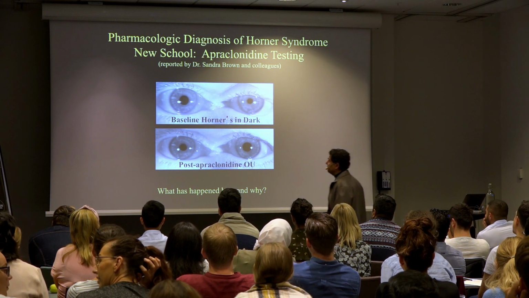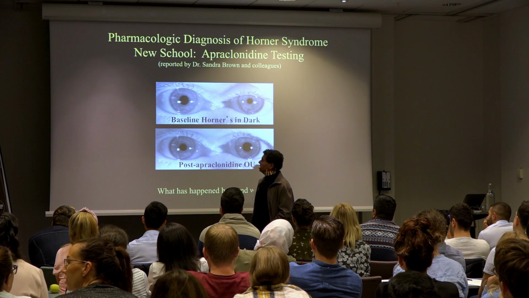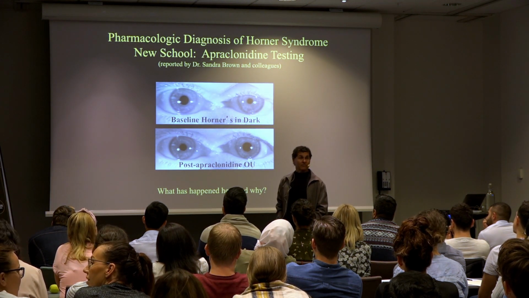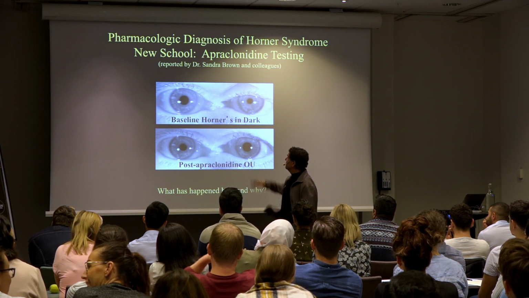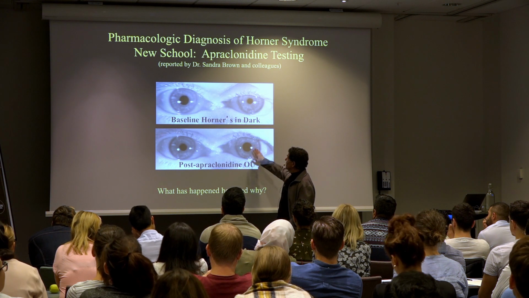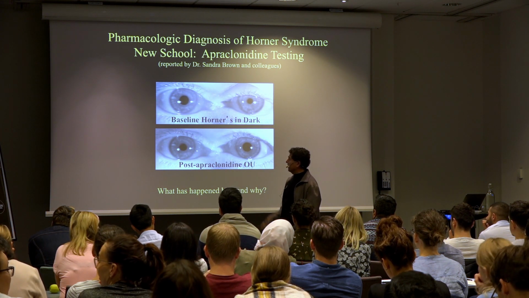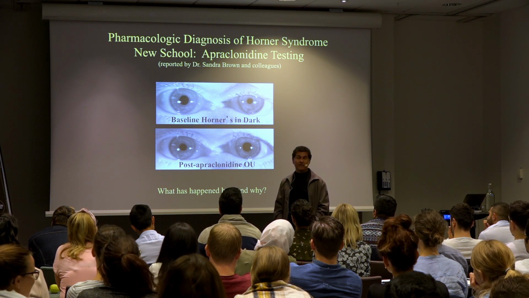So, first of all, what happens to the normal pupil in darkness after apraclonidine? Constricts. Gets smaller. So we have to think about why that happens. And then the abnormal pupil gets larger. And there's one more effect there: the upper eyelid. Right, the eyelid gets wider.